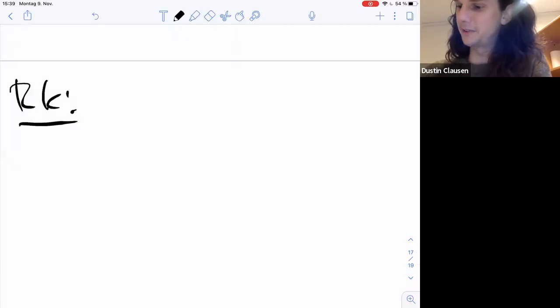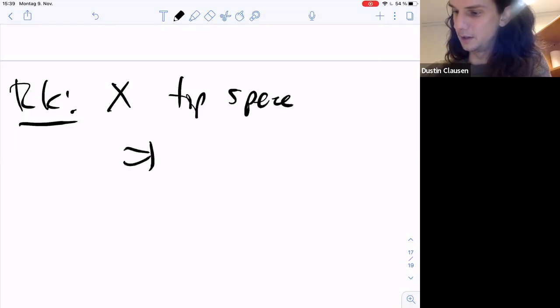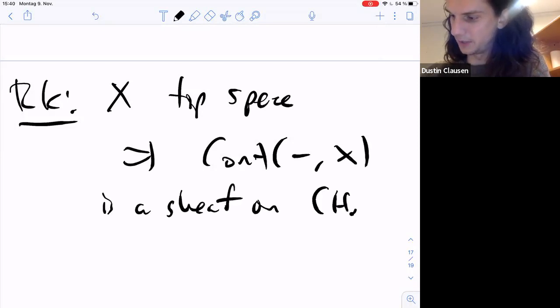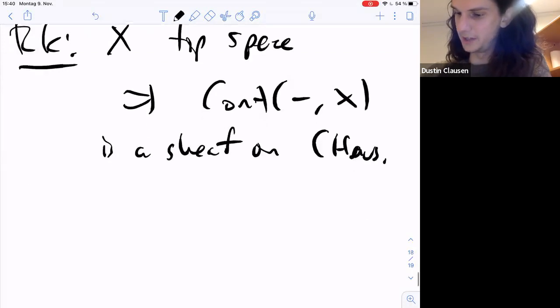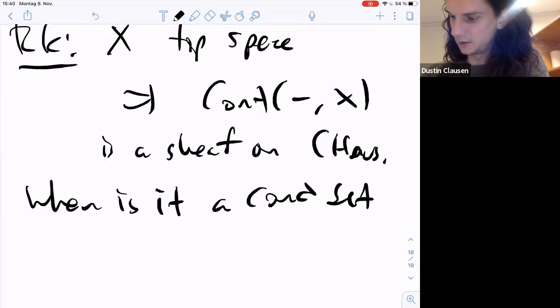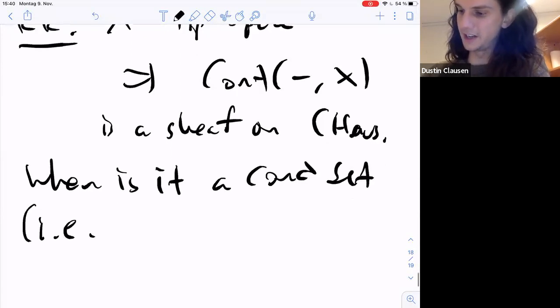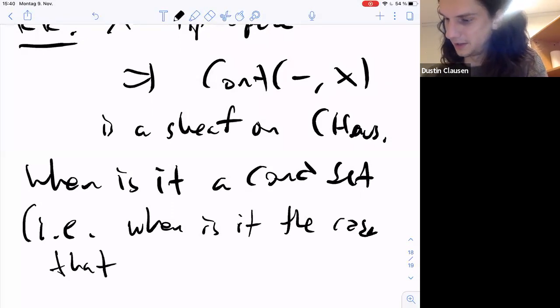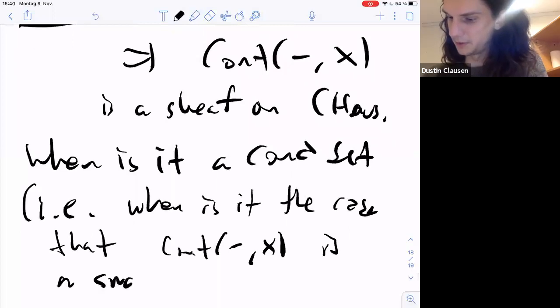So I said that if X is a general topological space, then the continuous functions to X form a sheaf on compact Hausdorff spaces. When is it condensed? When is it a condensed set? I.e., this has to do with the set theoretic technicalities. When is it the case that Cont(X) is a small colimit of representables?